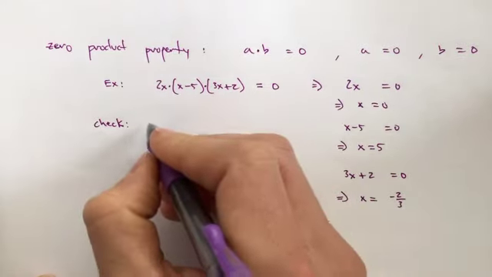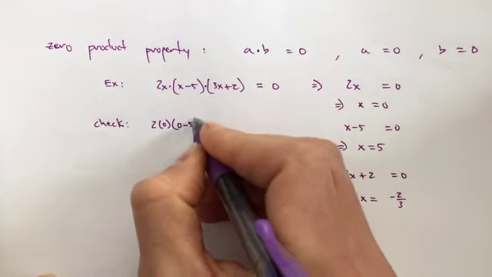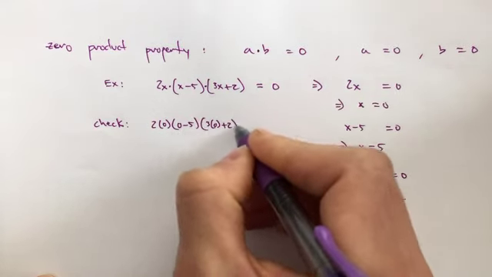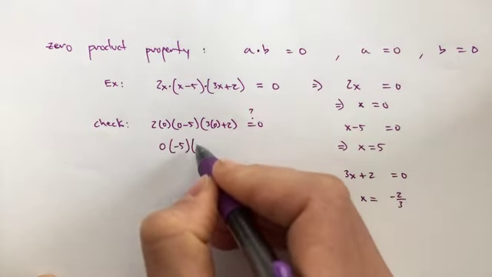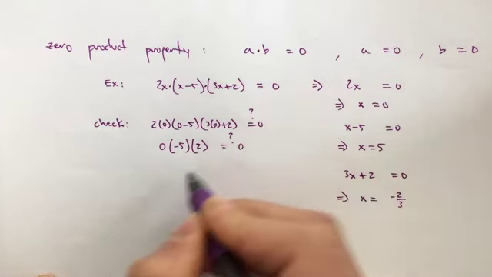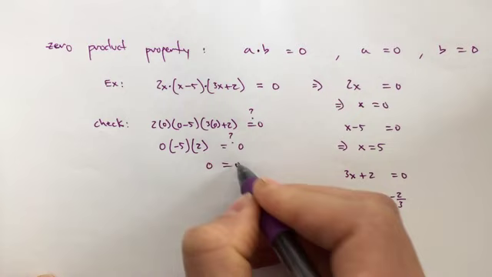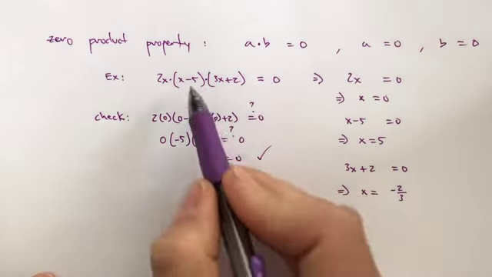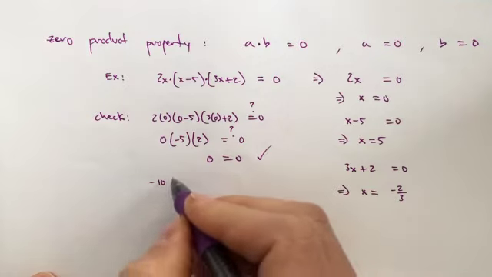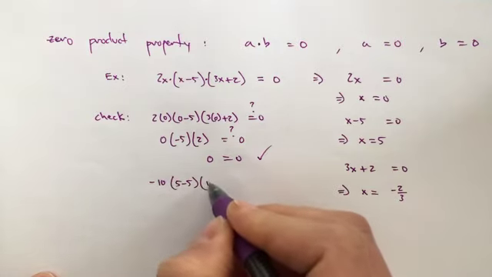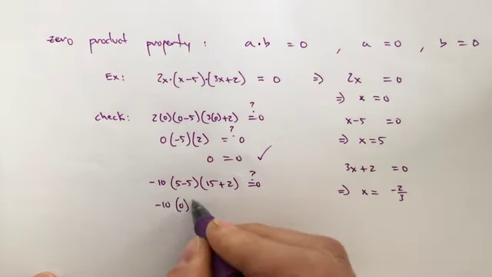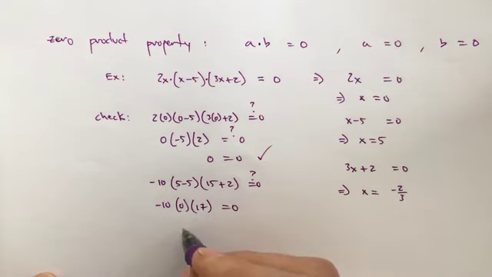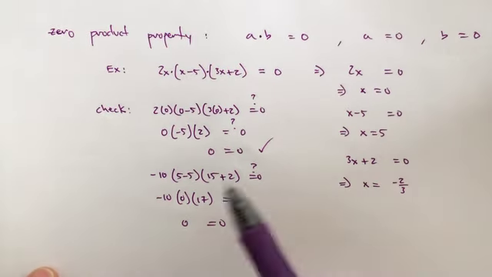Well, if I plug in 0, I would get 2 times 0 times 0 minus 5 times 3 times 0 plus 2 equals 0. Does it? Well, that's 0 times -5 times 2. Is that 0? Certainly 0 times -10 is 0, so 0 equals 0. Yes, that works. If I plug in 5, I'm going to get 10 times 5 minus 5 times 15 plus 2 equals 0. Does it? 10 times 0 times 17 equals 0. Certainly 0 equals 0, again, because I'm multiplying by 0. Plugging in -2/3, that would work as well.